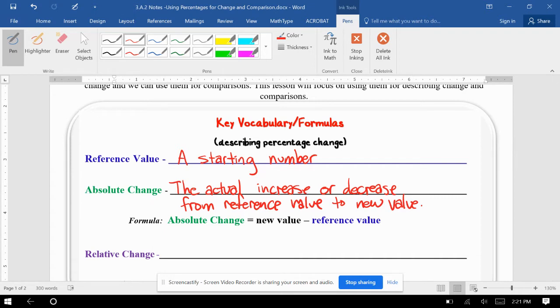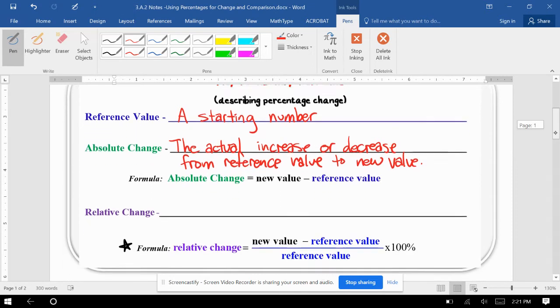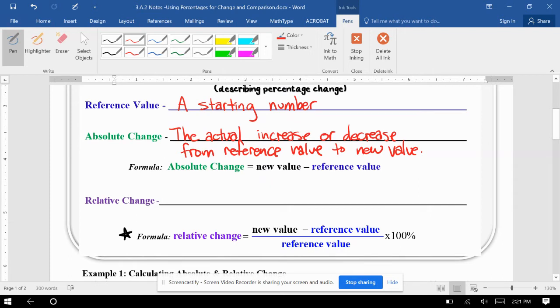This is a little different than relative change, which is the formula you'll also use, but you'll notice that they're really similar. The only difference you'll notice between this absolute change formula and the relative change is that now you have a denominator here and you're going to multiply it by 100 to make it into a percent. So relative change is the size of the absolute change in comparison to the reference value.